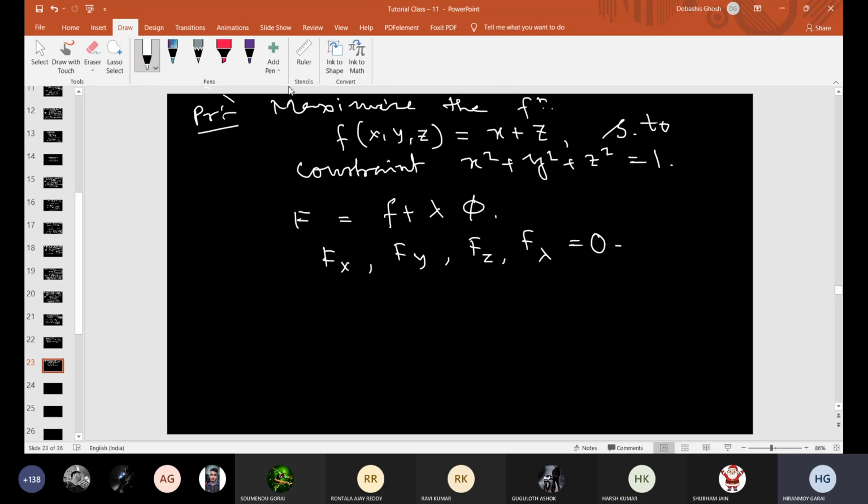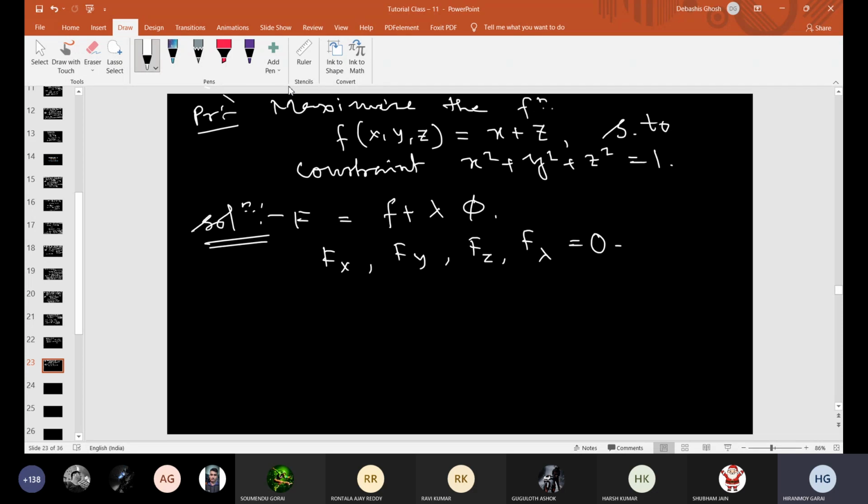From here you will get the points which satisfy these four equations, and we need to compare the values at the different critical points we are getting. Then we find at which point we are getting the maximum and at which point the minimum. Therefrom we can find the maximum value. So you can maximize that function with the help of Lagrange's multiplier. I'm not solving this one. I'm giving you one more problem to solve.